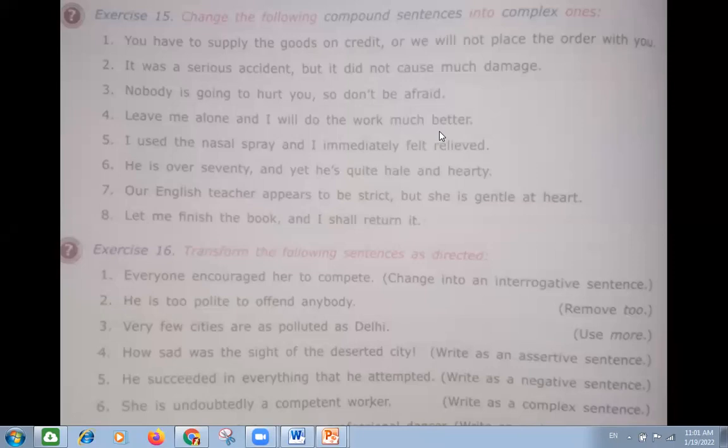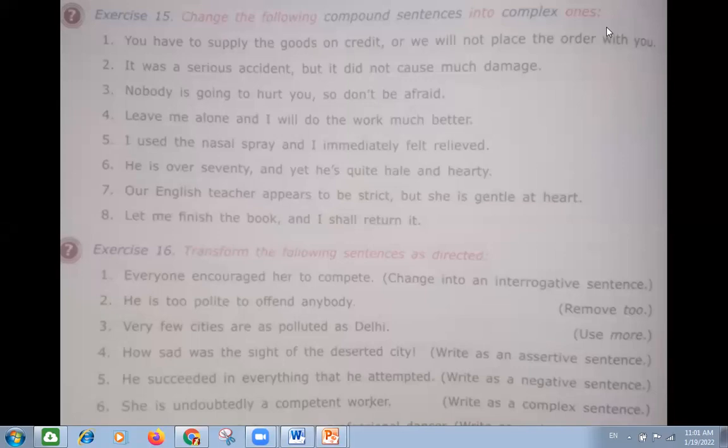All right, everyone. So I want to know this one thing. Exercise 16, everyone. In your exam, the exercise will come like exercise 16. In the bracket, the question will say what you have to do. See, first sentence: transform the following sentences as directed. The first sentence is, everyone encouraged her to compete. Change into an interrogative sentence. So tell me, can anyone tell? Okay, Varsha.